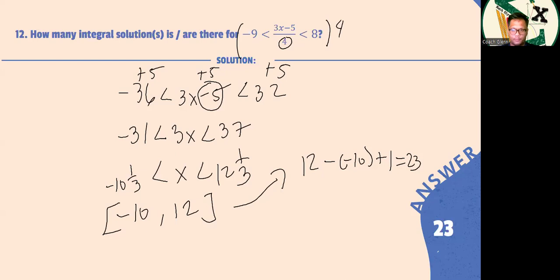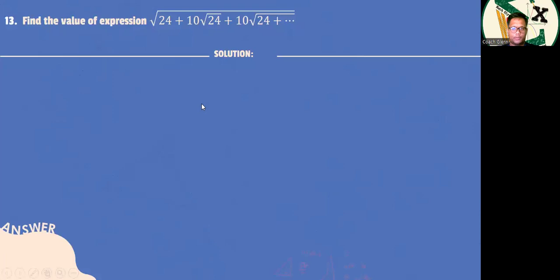Any questions for this one? If there are no more questions, then let's go to the next problem. Number 2. Find the value of the expression square root of 24 plus 10 square root of 24 plus 10 square root of 24 plus dot dot dot.